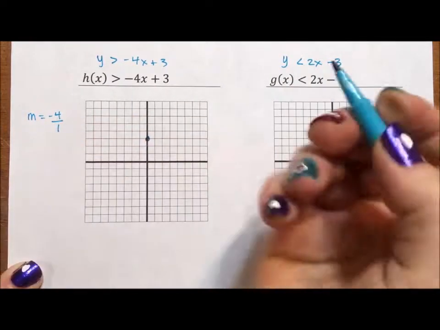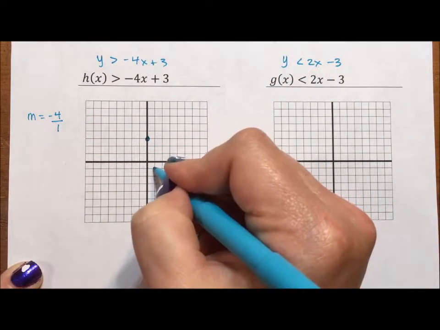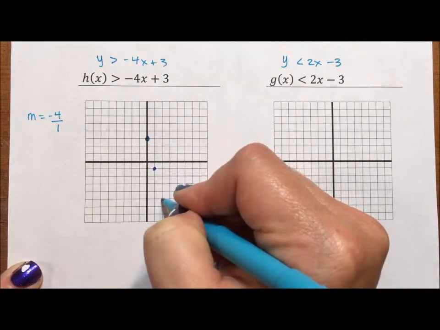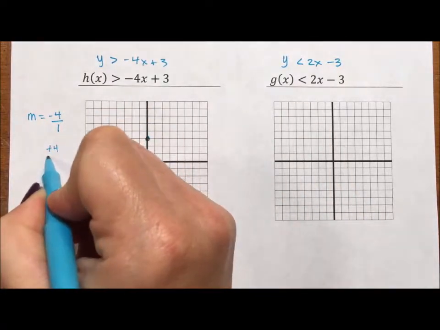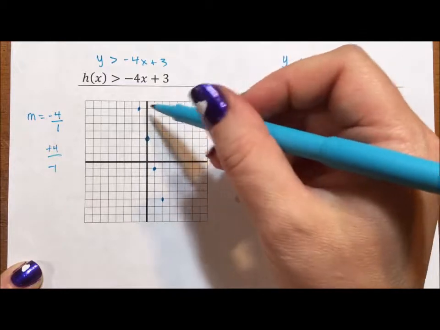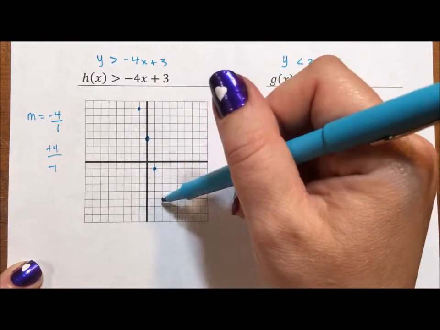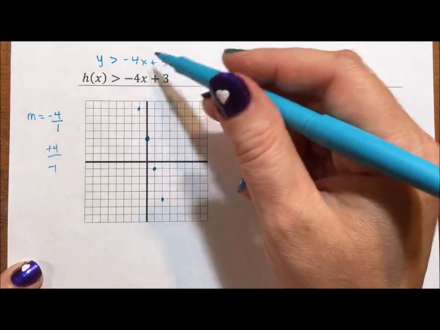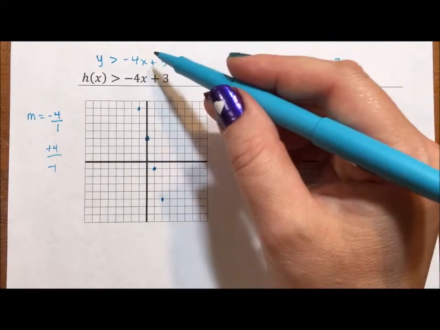I'm going to put the negative 4 over 1. So negative 4, positive 1, negative 4, positive 1. I could also do a positive 4 over a negative 1, positive 4, negative 1. I don't really need to. I really make sure I have 3 points before I connect the dots, but 4 is also good.